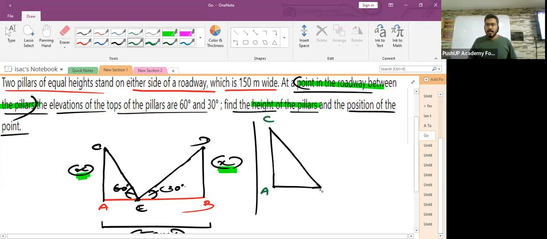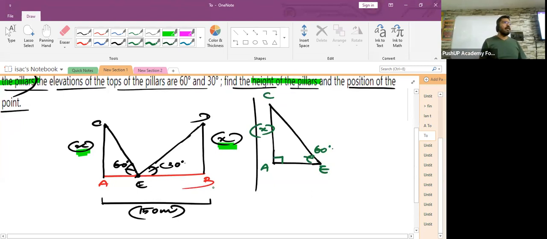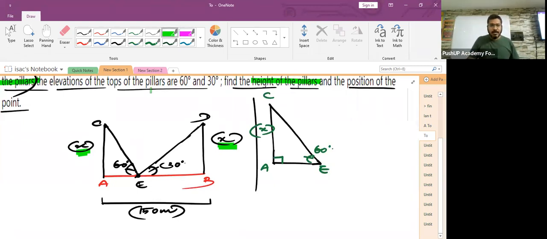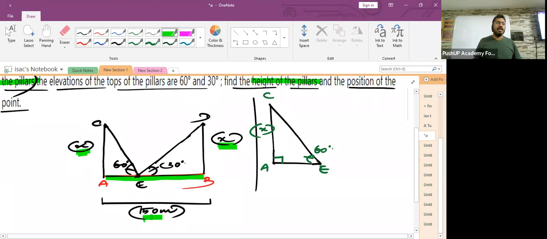A, C, E. This angle is 90. This angle is what? 60. This is X. Okay. Now, children, listen to this part very carefully. They had given you this whole of AB as how much? 150 meters, isn't it? So I will do one thing. I will just assume that from A to E, the distance is Y. From A to E, the distance is Y.